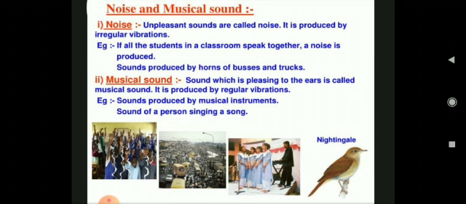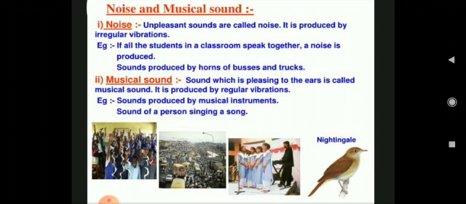Music, students, is produced by regular and periodic vibrations in a material, and the amplitude of vibration and its frequency do not change suddenly. But noise is produced by irregular vibrations in a body, and the amplitude of vibration and its frequency may suddenly change. So musical sound is produced by regular vibration, and noise is produced by irregular vibrations.